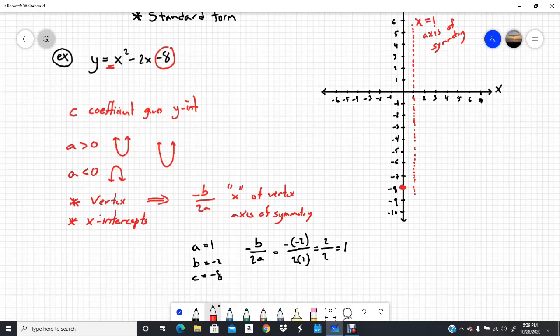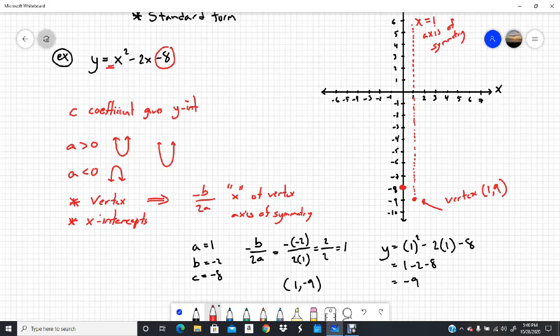Now, we take this 1, we plug it into the equation to figure out the y value. So we would say y equals, in parentheses, 1, we replace it with the x, minus 2 times 1, minus 8. This would be 1 minus 2 minus 8, and that would be negative 9. So the vertex is at 1 and negative 9. Let's plot 1 and negative 9. This is where the parabola makes the turn, the vertex.